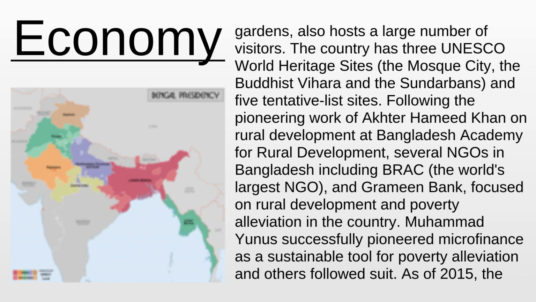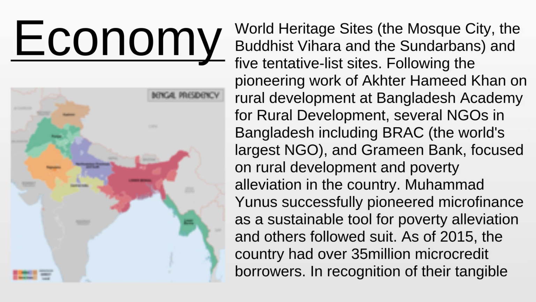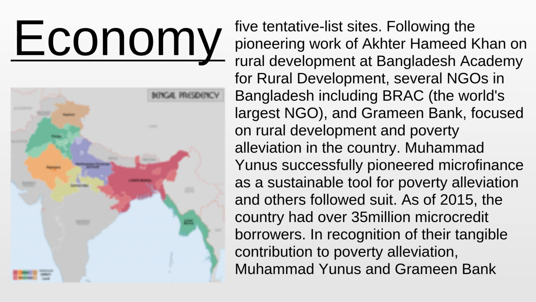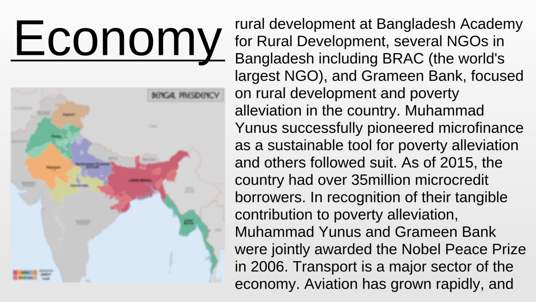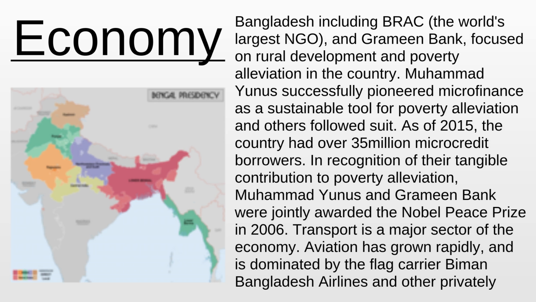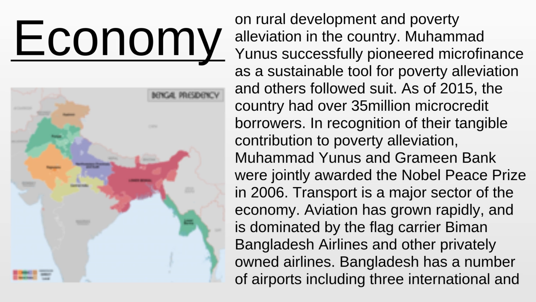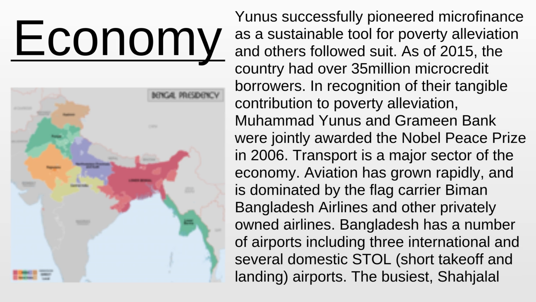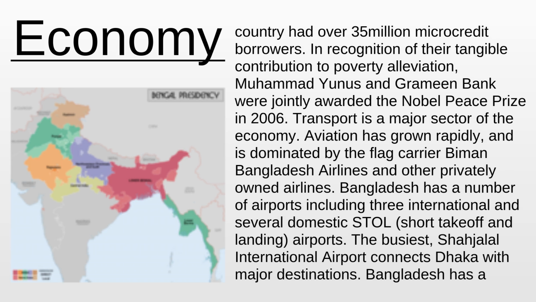Following the pioneering work of Akhter Hameed Khan on rural development at the Bangladesh Academy for Rural Development, several NGOs in Bangladesh, including BRAC, the world's largest NGO, and Grameen Bank, focused on rural development and poverty alleviation in the country. Muhammad Yunus successfully pioneered microfinance as a sustainable tool for poverty alleviation and others followed suit. As of 2015, the country had over 35 million microcredit borrowers. In recognition of their tangible contribution to poverty alleviation, Muhammad Yunus and Grameen Bank were jointly awarded the Nobel Peace Prize in 2006. Transport is a major sector of the economy.